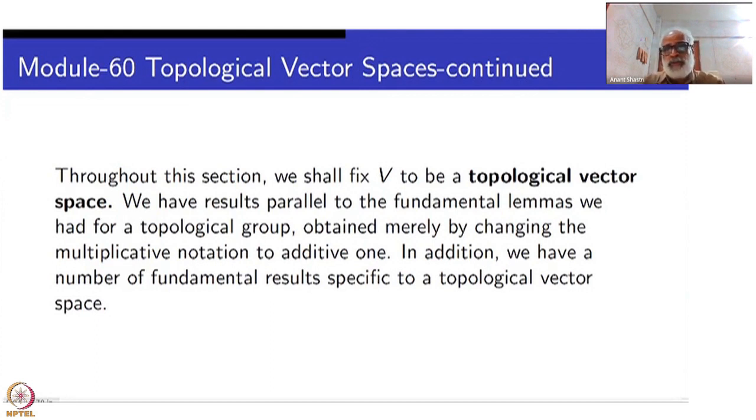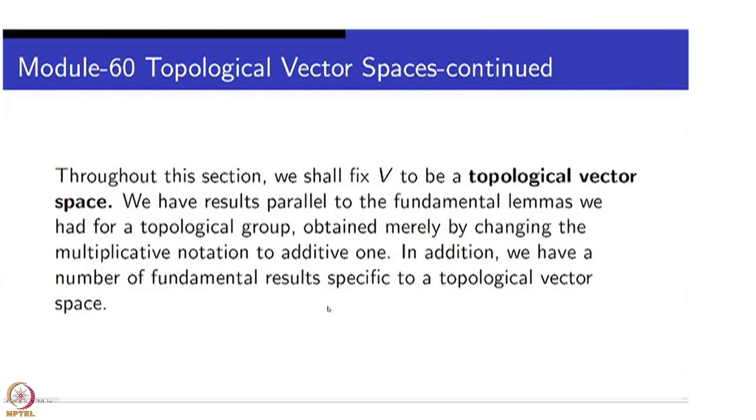So all the statements which were multiplicative for the topological group that we have seen will now be obtained by just changing them to additive notation. In addition, because of the scalar multiplication and the continuity of that, we will have many other important results. For the new ones, I will give you a hint or a full proof. But those which we have already got for a topological group as such, I will only restate, if at all.